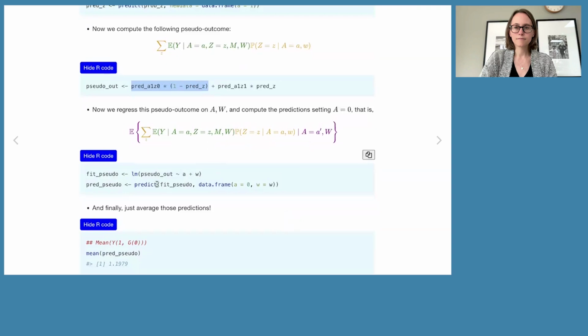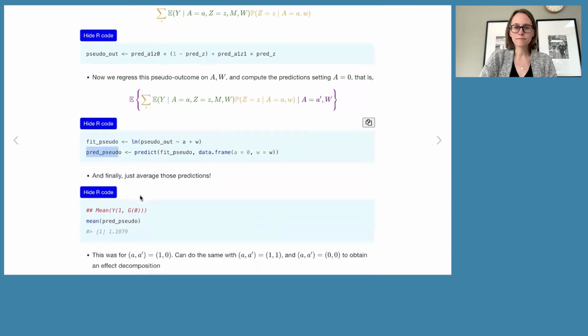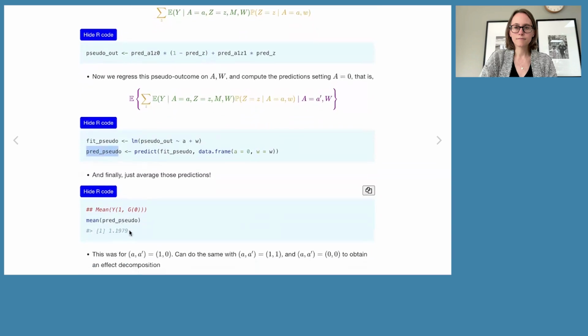So we get that here. Here's our regression of our pseudo outcome on A and W, and then in this line, we're generating those predictions setting A equals to 0. And then lastly, we just take that mean again, and what we estimate is this component being about 1.2.